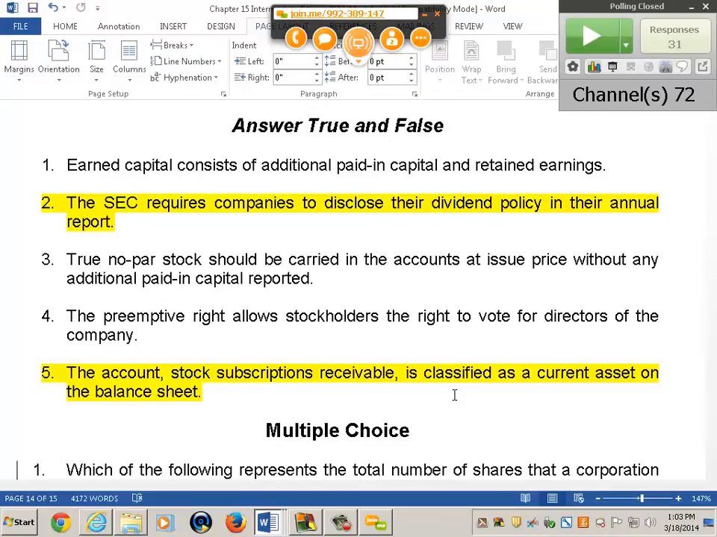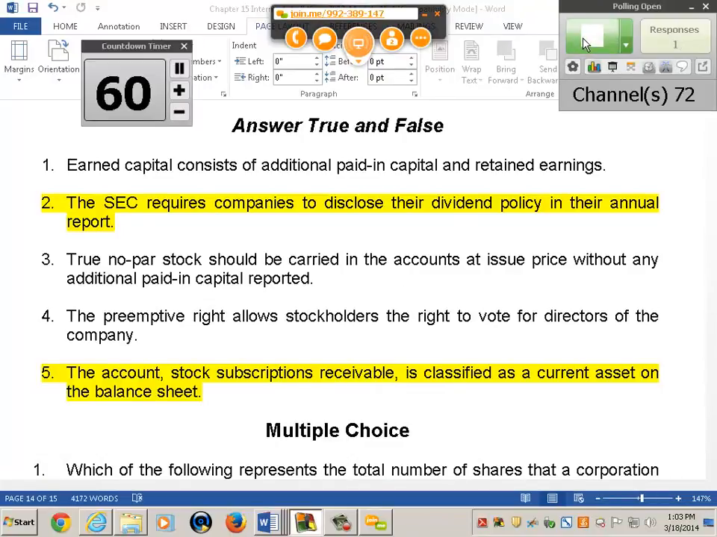All right. So the SEC, question number 2, requires that companies disclose their dividend policy in the annual report. A is true, B is false. And you have to stick around after anyway because we have a vote coming up at 1:05.